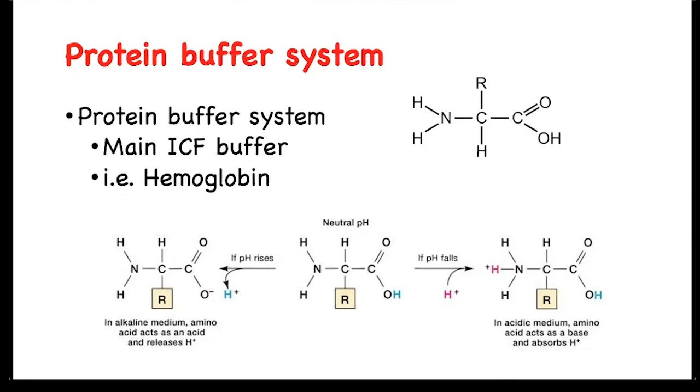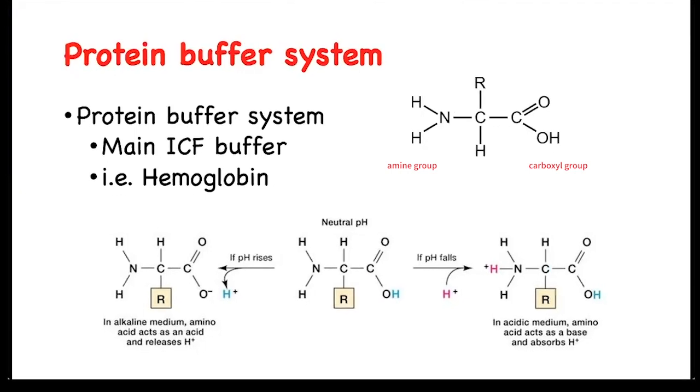Recall that an amino acid consists of an amine group, a carboxyl group, and an R group coming off of a central carbon. That amino acid can either gain hydrogen ions, which you can see there in the purple, or give off hydrogen ions, such as in the blue. In this way, amino acids can help regulate pH and thus function as buffers.